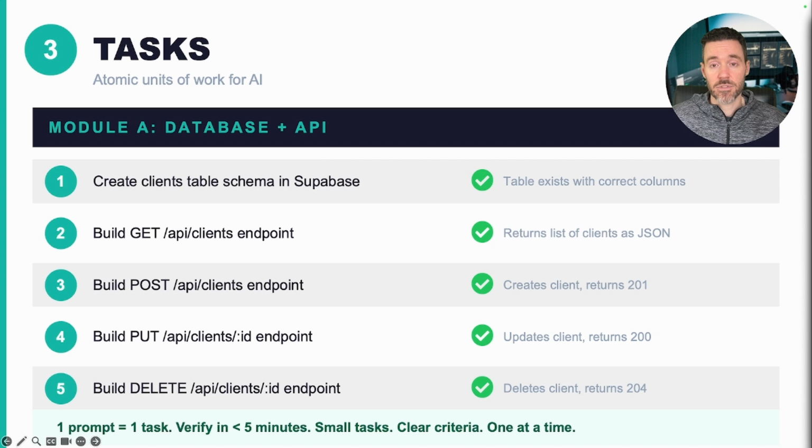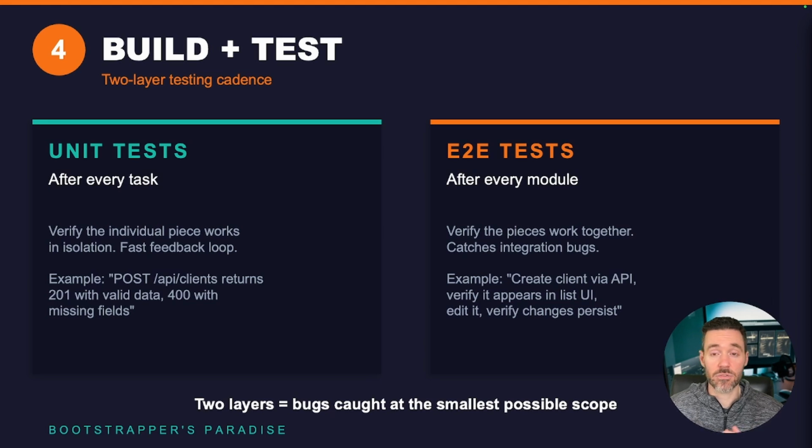The AI makes assumptions you don't catch, and they compound into bugs. Remember, keep the tasks small, clear criteria, and one at a time. Now here's where the magic happens. You give AI one task at a time, it writes the code, and then you are the person who's going to test it. Getting the testing cadence right is critical.